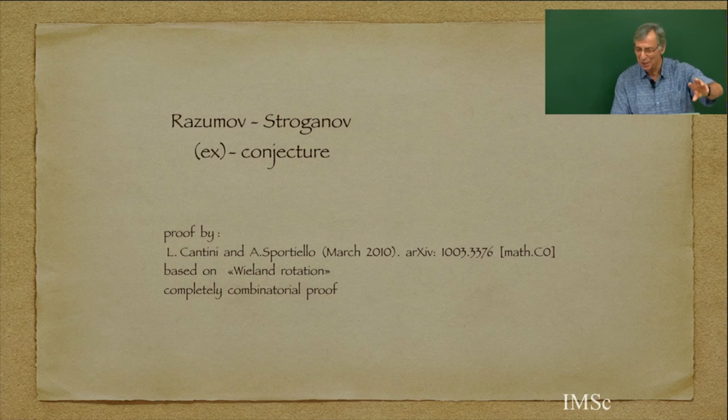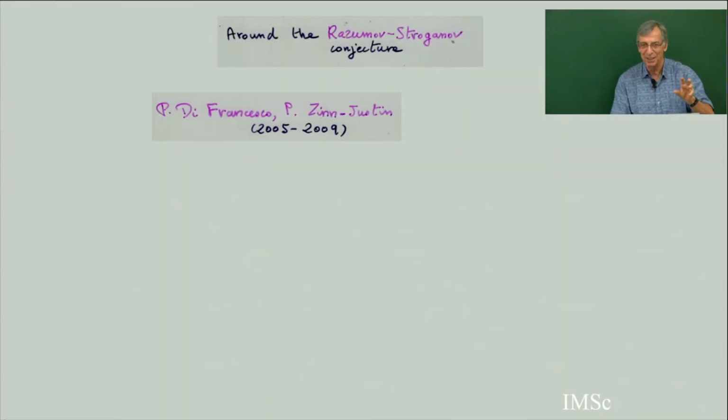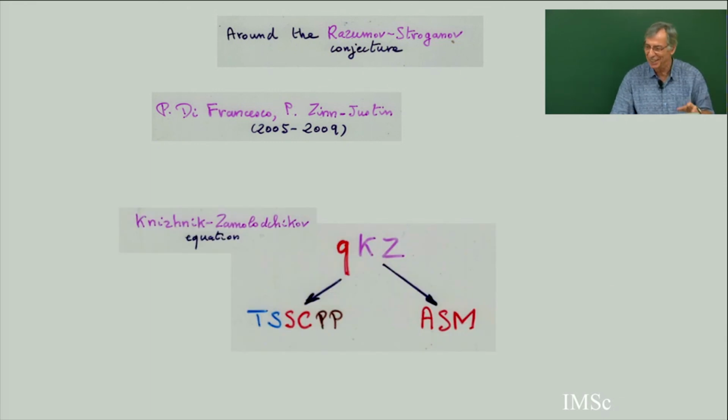The physicists have worked a lot on this. Many, like Di Francesco and Zinn-Justin, worked a lot. They went around the Razumov-Stroganov conjecture and made many papers, 10 or 12 papers. They did not solve it. The solution was not with physics tools, only with pure bijective tools, with the so-called Wieland rotation. But going around was very interesting, because they worked with the q-analog, the Knizhnik-Zamolodchikov equation, which is above the Alternating Sign matrices. So they connect all this; there is no bijection, but there is something very interesting all around this.